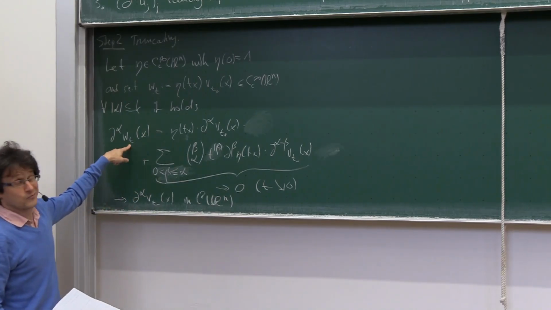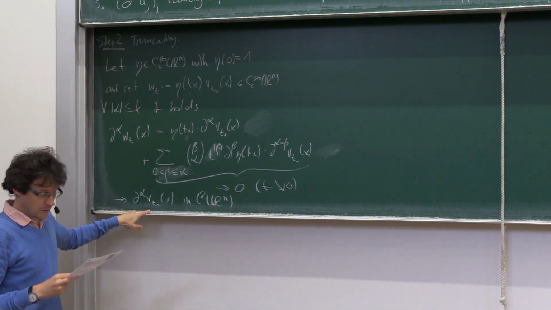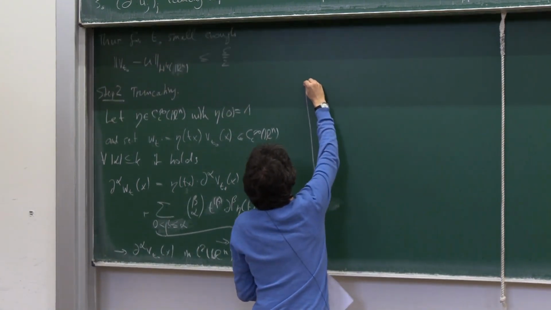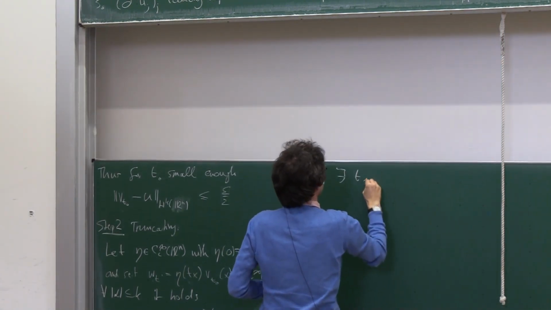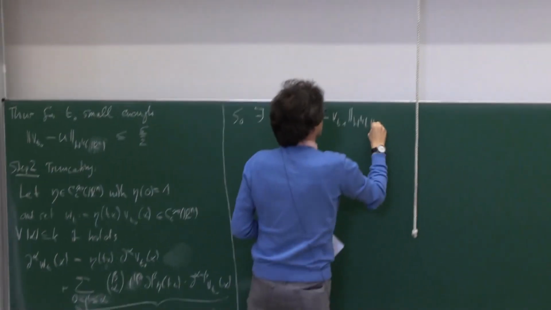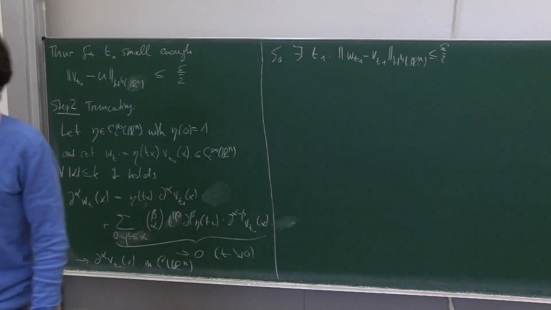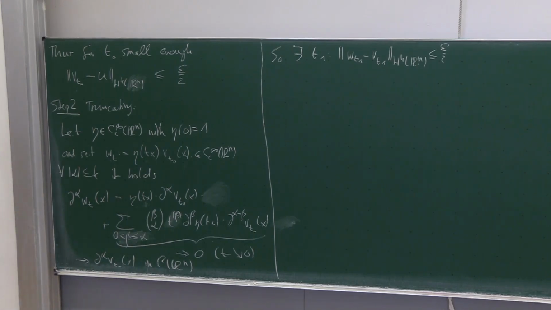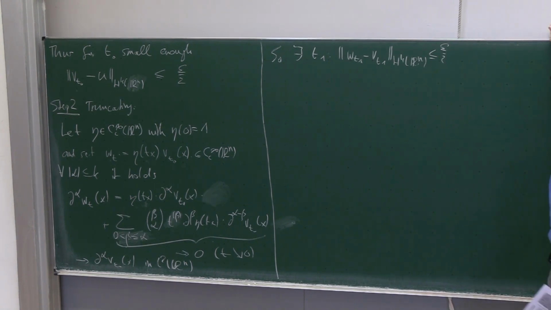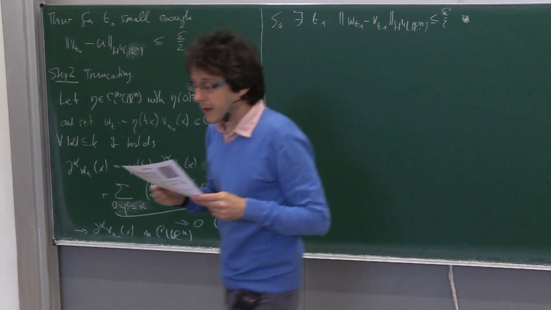Okay, and now choose your t close enough to 0 such that the difference here is again less or equal epsilon over 2. And then put the two together. So there exists a t1 such that wt1 minus vt1 measured in hk is less or equal epsilon over 2. And now you take the two together and you have found a function wt1 that is in CC infinity, and the distance in hk to u is less than epsilon. Okay.